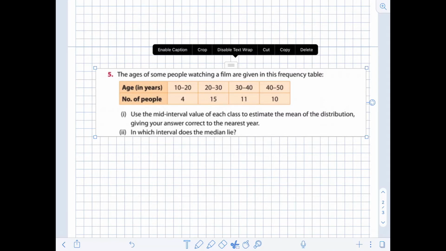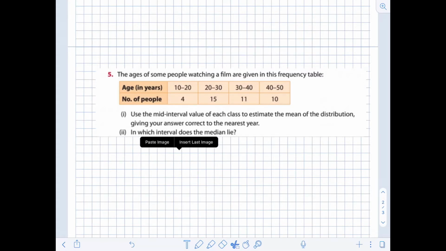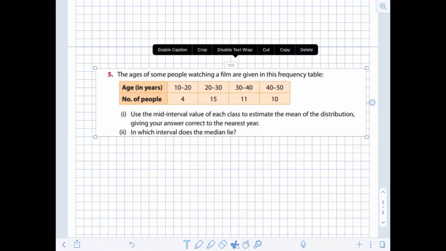Okay, question 5. The ages of some people watching a film are given in this frequency table. Age in years. So this means that there's 4 people who are between 10 and 20, 15 people who are between 20 and 30, 11 people who are between 30 and 40, and so on. Use a mid-interval value of each class to estimate the mean of the distribution. That should be pretty straightforward. That's basically what we did before.